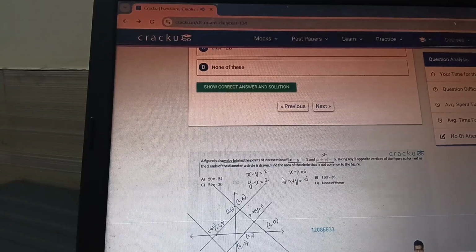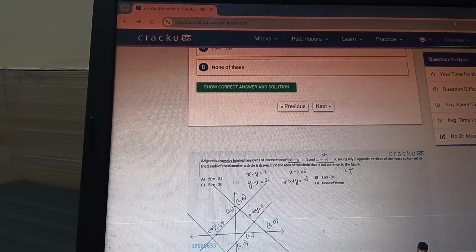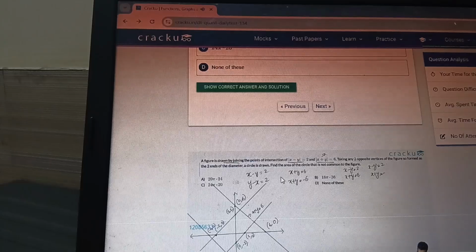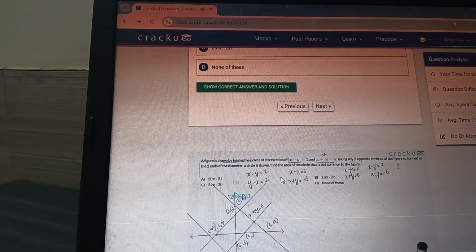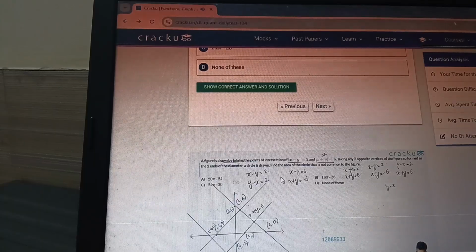Now what are the points of intersection? To solve this question without even looking at the graph, you can just look at all the 4 pairs of lines which intersect. The pairs will be x minus y is equal to 2 and x plus y is equal to 6. This will be one pair. And x minus y is equal to 2 and x plus y is equal to minus 6. This will be another point of intersection. And the remaining 2 points of intersection are y minus x is equal to 2 and x plus y is equal to 6. And finally, y minus x is equal to 2 and x plus y is equal to minus 6.